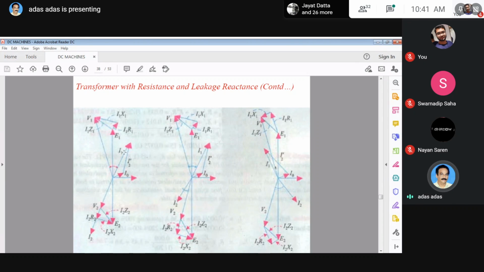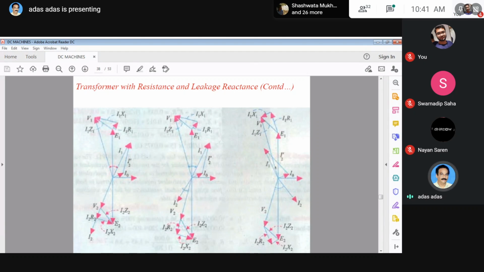Okay. In the primary side, E1 is there, the back EMF. If you add the three voltages, that is E1, I1 R1 and I1 X1, then it will give you V1, the applied voltage. This is E1, this is I1 R1, in the same direction as I1. I1 X1 is at 90 degrees to I1 R1. Okay, this is the impedance triangle: R, X, and Z. So it is clear.